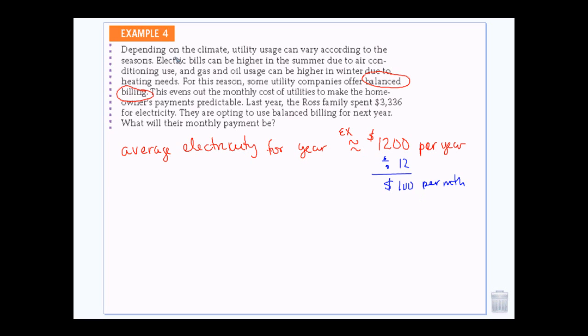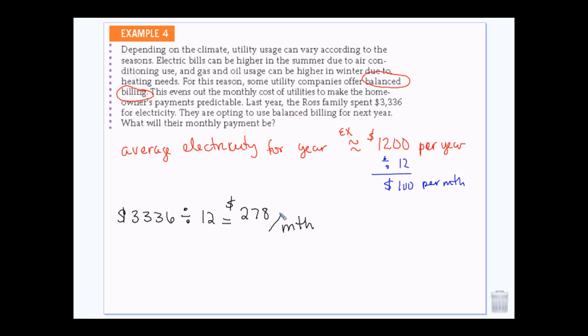So this family spent $3,336 per year for electricity last year. If we take that 3,336 and divide it by 12, and that's exactly what the electric company does, their balanced electric bill would be $278 per month.